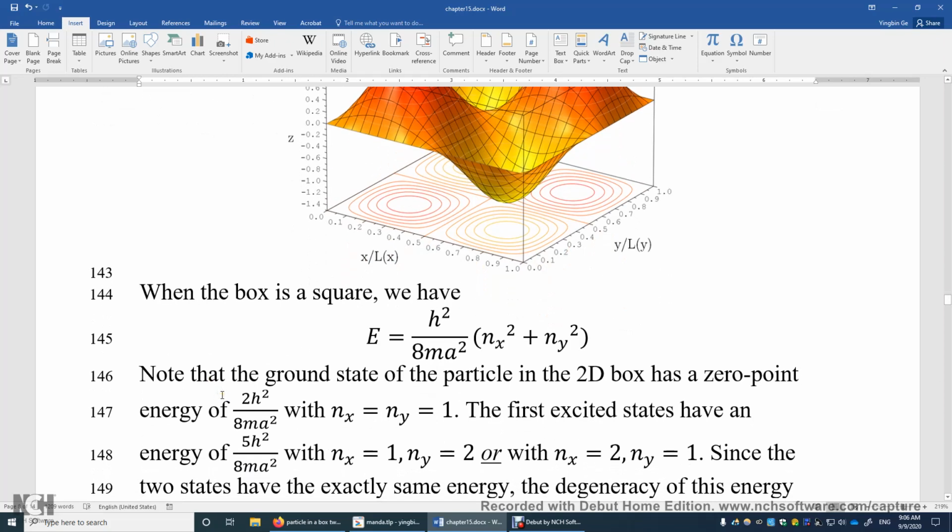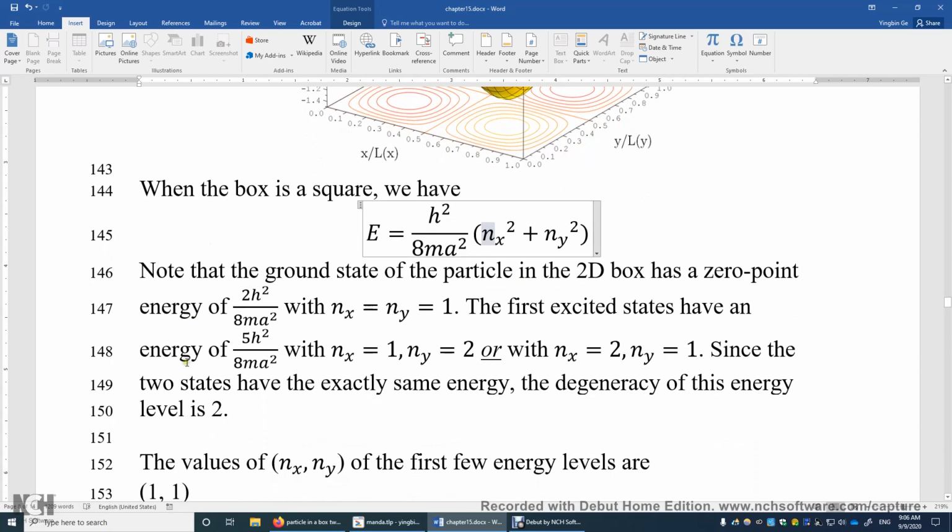Again, when the box is square, we have a equals b, so the total energy is h squared over 8ma squared times n_x squared plus n_y squared. Again, n_x and n_y are the quantum numbers in the x and y directions. So what's the ground state? When n_x is equal to n_y equals 1, we have the lowest possible energy. It's also called the zero point energy. So in quantum mechanics, the lowest possible energy is also called the zero point energy. All right, over here, this is the energy. It's 1 squared plus 1 squared on top, and then multiplied by h squared over 8ma squared.